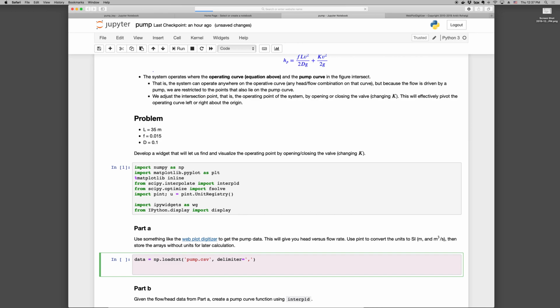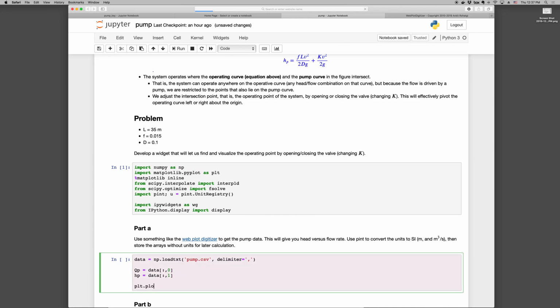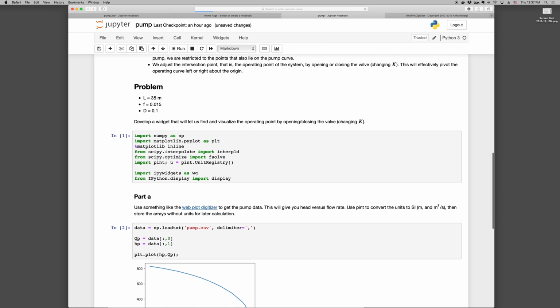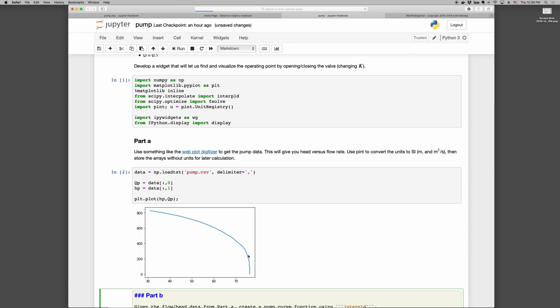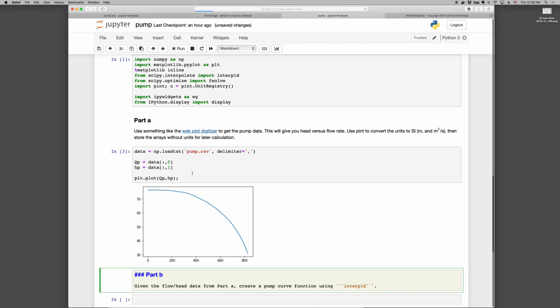And then we'll let the flow rate for the pump, we'll use Q for flow rate, be the first column of the data. And the head is the second column of the data. And then we can plot it, plt.plot, just to see what we've got, HP and QP. And we get this curve here, flip that, QP and HP, and we get this pump curve that looks basically like this data. Okay, now it has those units, so let's put the units on it.